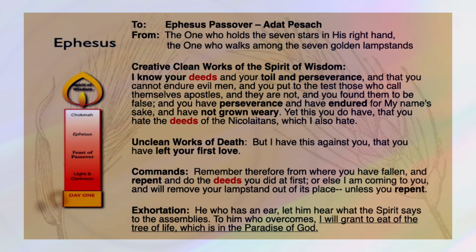So it says, "The one who holds the seven stars in his right hand, the one who walks among the seven golden lampstands. I know your deeds and your toil and perseverance, and that you cannot endure evil men. And you put to the test those who call themselves apostles, and they are not. And you found them to be false. And you have perseverance and have endured for my name's sake and have not grown weary. Yet you do have this, that you hate the deeds of the Nicolaitans, which I also hate."